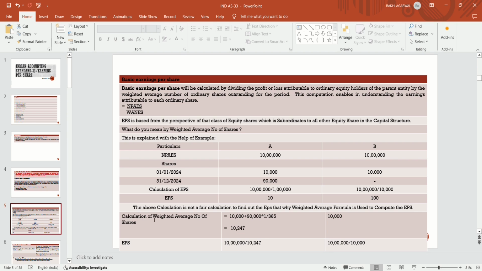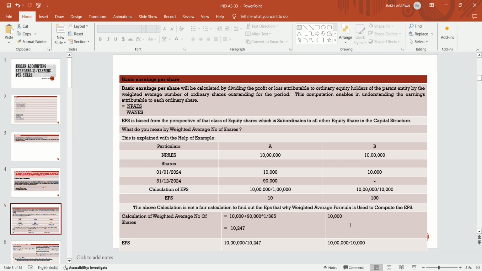So how will we calculate? We will give the time factor on this issuing of shares. That's why the calculation of weighted average number of shares is important, to give the weightage by multiplying the number of shares the company issued by the period they are held. So 10,000 shares are held from the beginning of the year, the full year. The 90,000 is to be counted for only one day because it is issued on 31st December 2024.